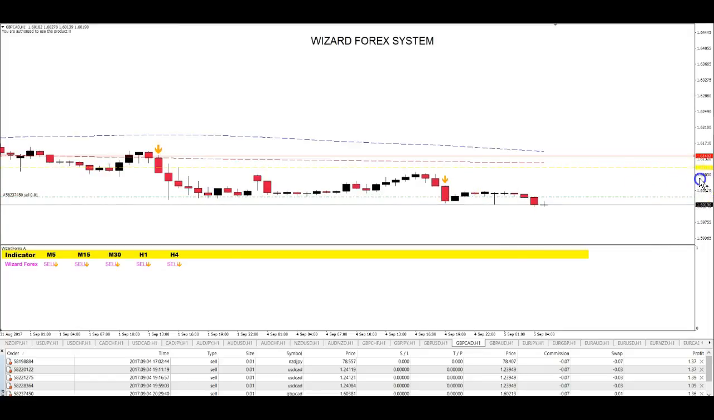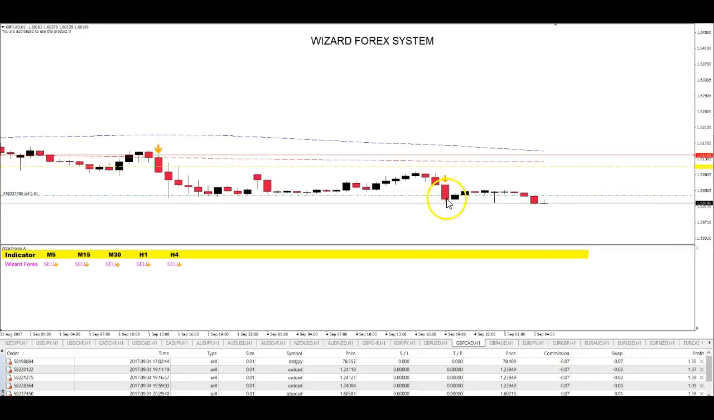This is the most recent trade. There's the trade signal, a bit of a retracement, and I took the trade on the pullback. Currently up about 13 pips on this trade.